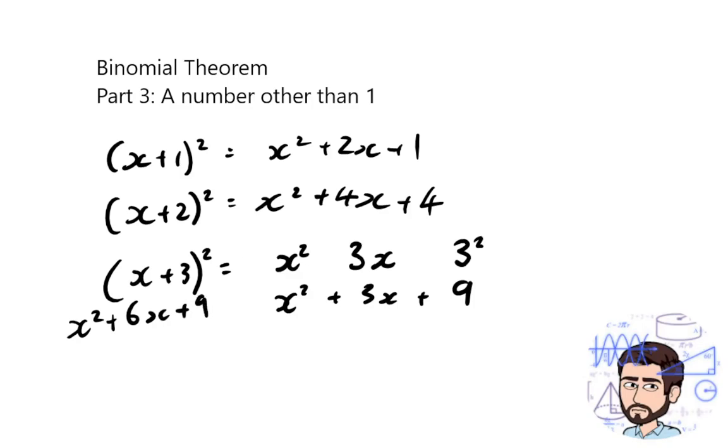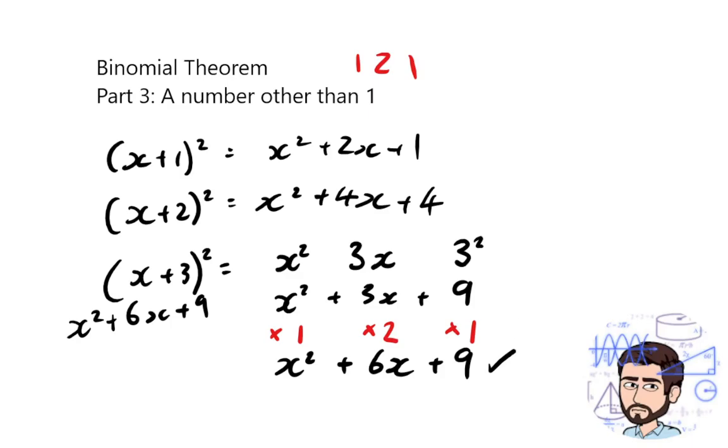So how am I going to get that answer? Well, if we remind ourselves about the second row of Pascal's triangle, it is 1, 2, 1. So if I multiply each of these terms by the number in Pascal's triangle, I will get the answer that I'm looking for, which is x squared plus 6x plus 9, which is the correct answer. So that is the binomial theorem.